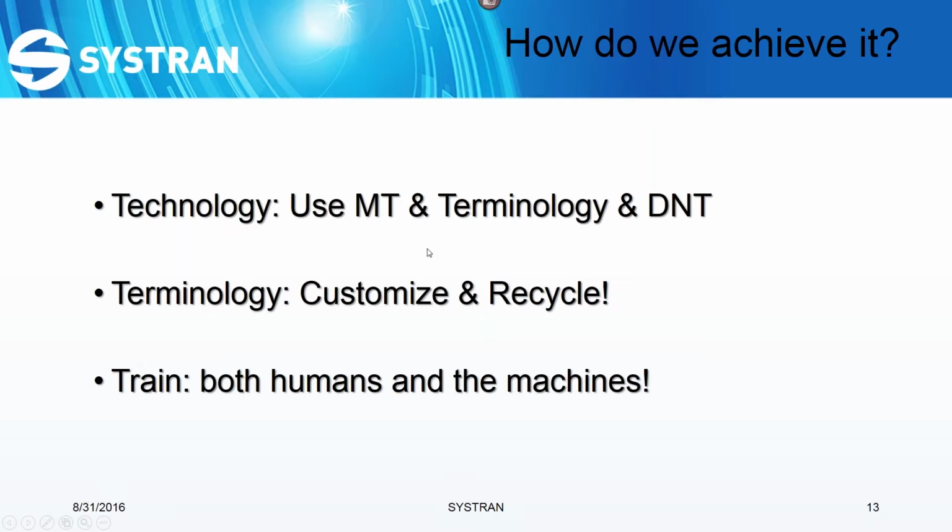You already do that. You probably have term bases. You have lists of do not translates, DNT. You want to use that and recycle it. And the same with the translation memories, right? The sentences that you review and validate are worth gold. It's something you want to not just use as such, but even more, use to train the machine translation with.